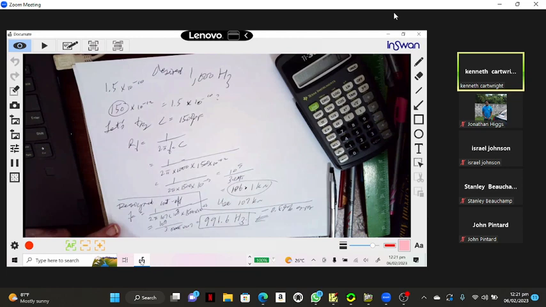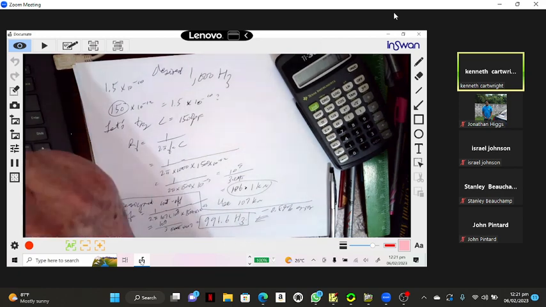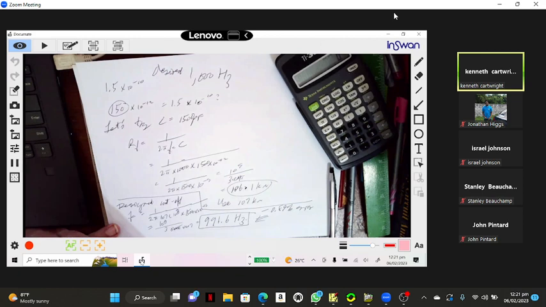It is always true that if you choose C and then calculate R and then use a 1% resistor, you're going to get a good percentage error.